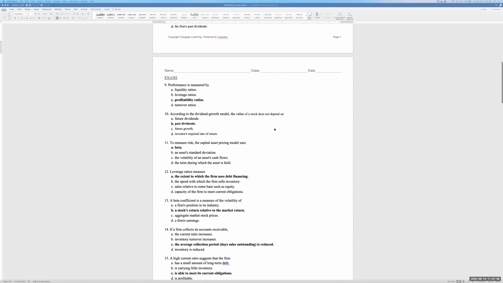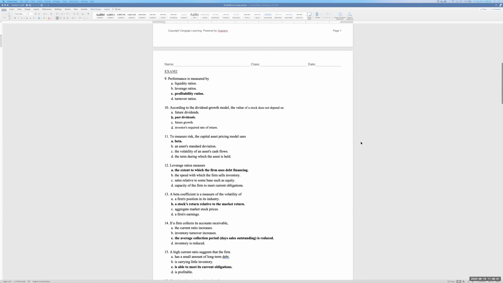Question 9, performance is measured by liquidity ratio, leverage ratio, profit ratio, turnover ratio. Yeah, the profit ratio is the performance indicator for the company because it takes into account net income. So yeah, it's used as the performance measure.